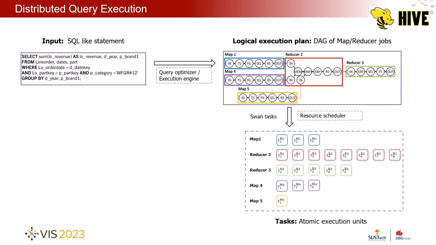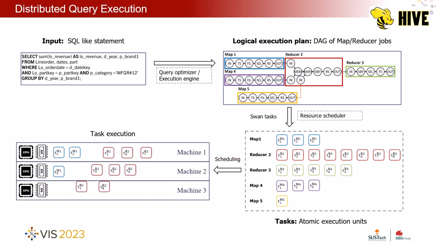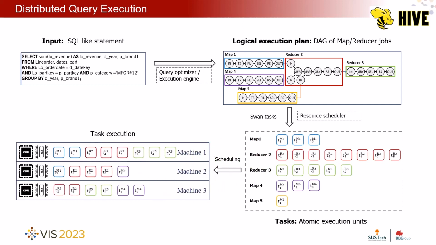Then, with a logical execution plan, the resource scheduler will generate tasks based on the jobs and their dependencies. The number of tasks generated for each job varies according to the workload and available resources. Finally, these tasks are assigned to different machines for execution. It's worth noting that the tasks from the same job can be executed on different machines.